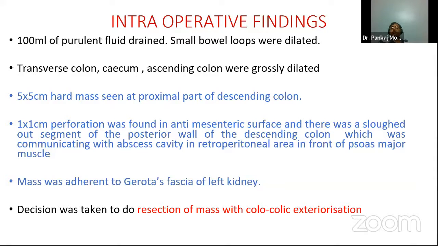What she says he was able to do, that is the first. The second option is to bring out two ends at two different places. And the third option? If a separate loop could not be brought out, then we could have done Hartmann's procedure. What is Hartmann's? In Hartmann's, we do an end colostomy after resection of the mass and closure of the distal stump.